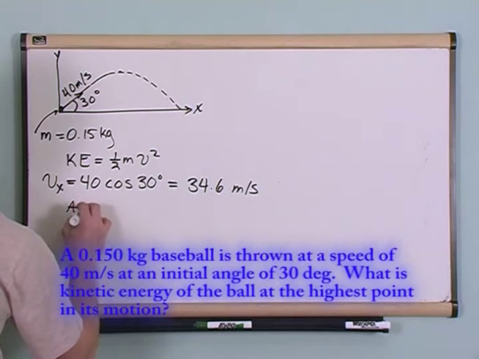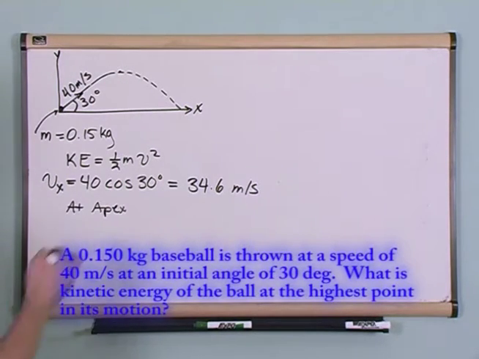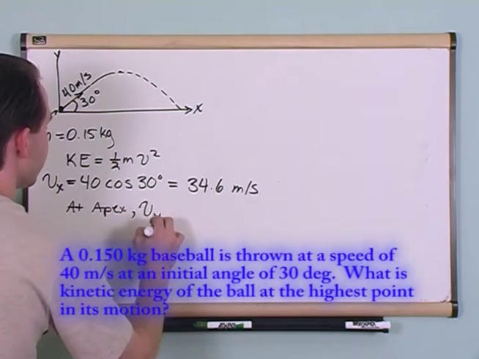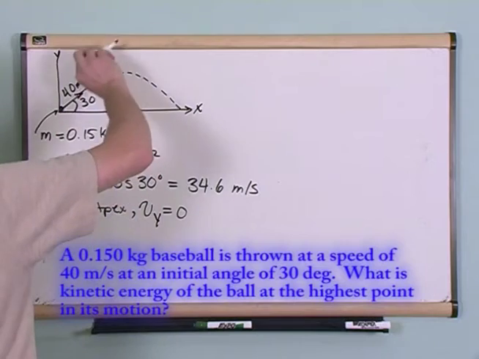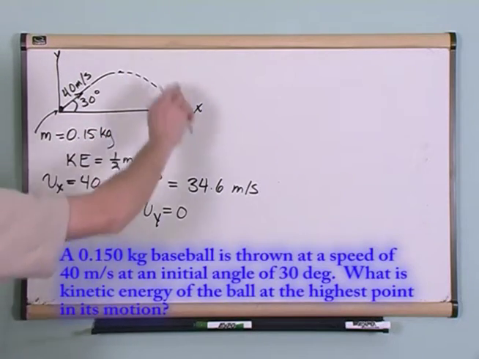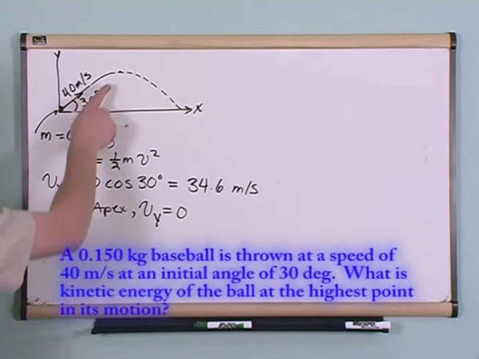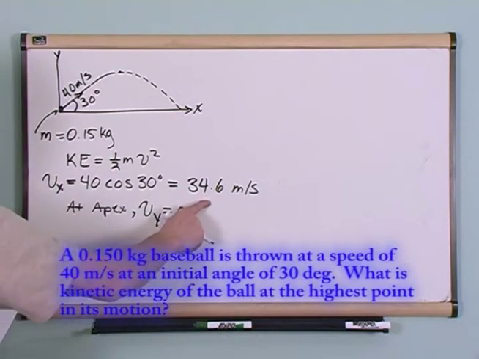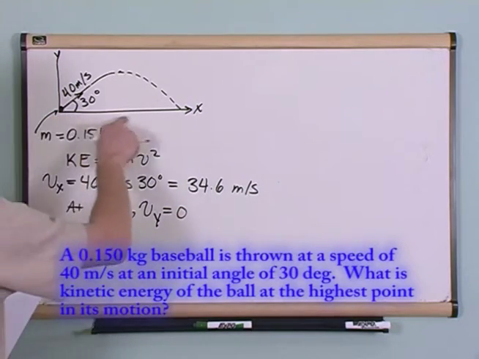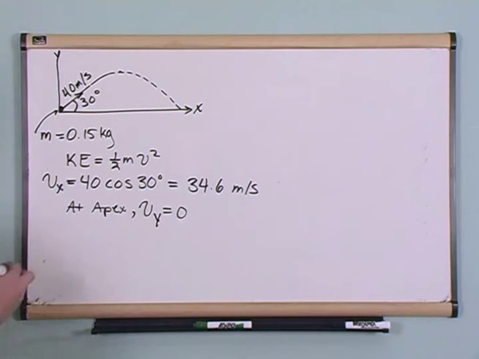So at the apex, which is just the highest point here, is what they're talking about, the y component is simply 0. There is no y component because whenever you throw the ball and it gets to the top, the y component goes to 0 before it comes back down. Therefore, the total velocity of the baseball up here has to be 34.6 meters per second. The x component is the same, the y component is 0, so the velocity that we're going to be interested in at the apex is 34.6.